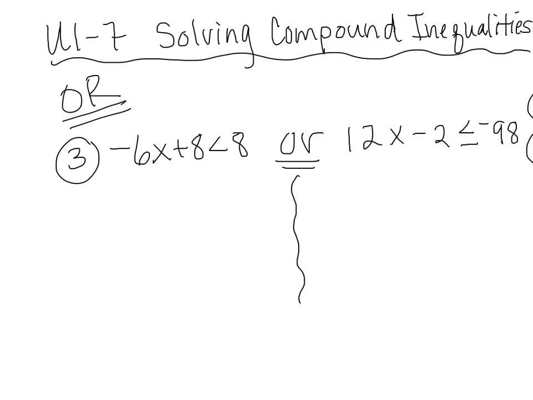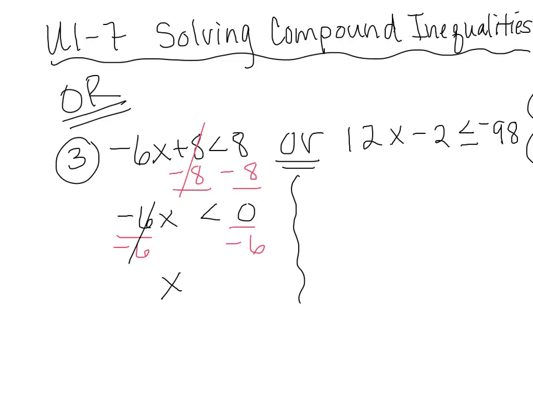Okay, so let's start over here on the left. We should be subtracting 8 from both sides. I bring down the -6x. It's less than 0. We divide by -6. And we get x. Now remember, we just divided by a negative, so this symbol needs to flip, right? And then 0 divided by negative 6 is 0. So one piece of our answer is that x is greater than 0. Now we bring down the word or.